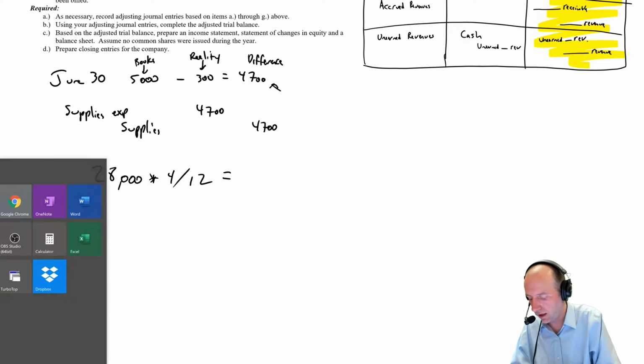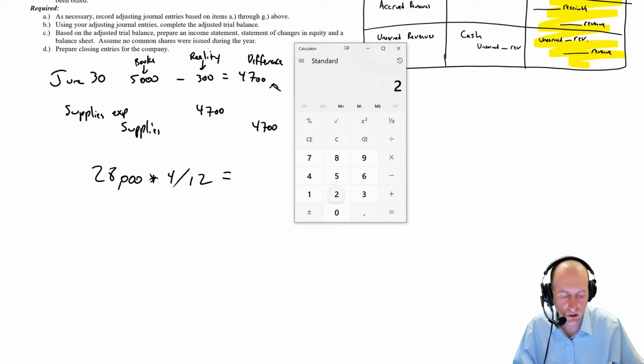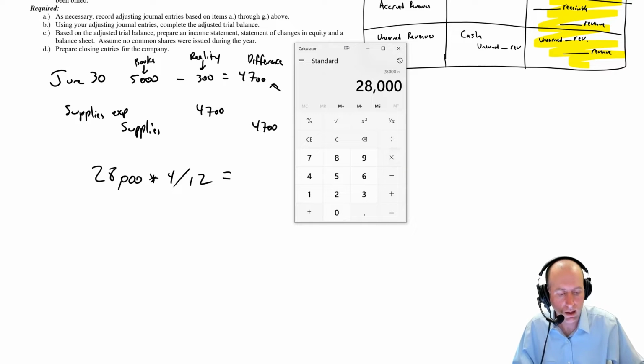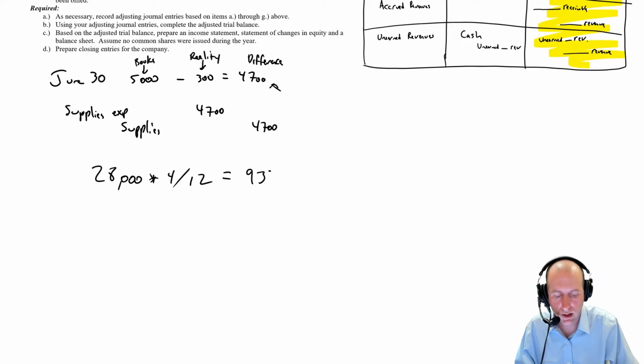I can't do this math in my head. I think it's going to give me an awkward number. I was hoping for nice even numbers. 28,000 times 4 divided by 12, $9,333. $9,333 of insurance got used up.